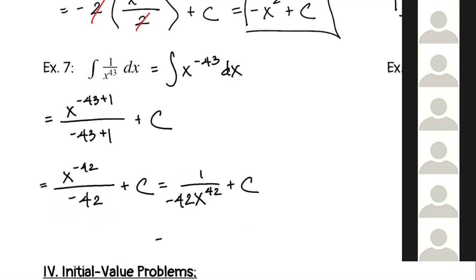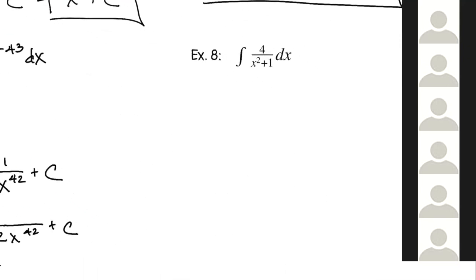You might also see someone write this as negative 1 over 42 x to the 42 plus c. So someone might just pull the negative sign and put it right in the front of everything. That would also be okay. All right. But we want to be really careful that we know what gets bumped to the other side of that fraction line versus what actually stays where it is. Okay.